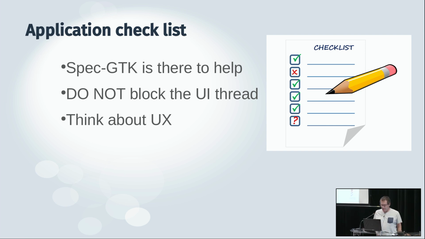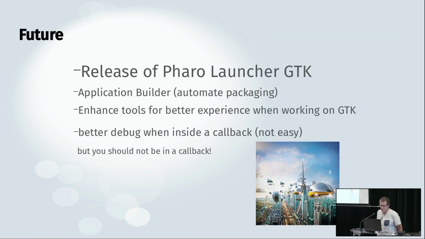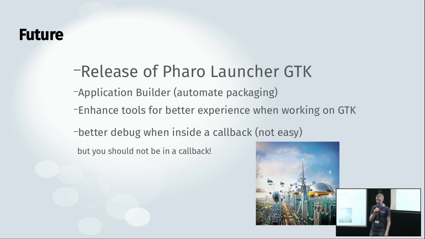So in the future, what's next? The first thing is that we want to release a FLauncher based on Spec GTK very soon. The timing was a bit short for ESUG, but it will come soon. After, we would like to have an application builder that can help you to automate the packaging. This thing is already on the way, Esteban?